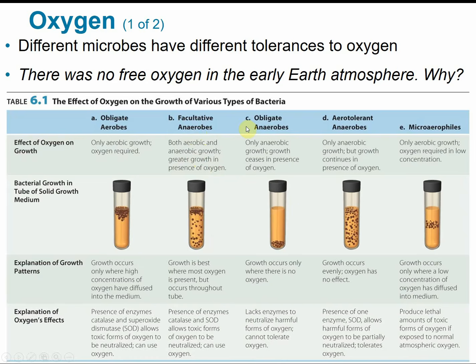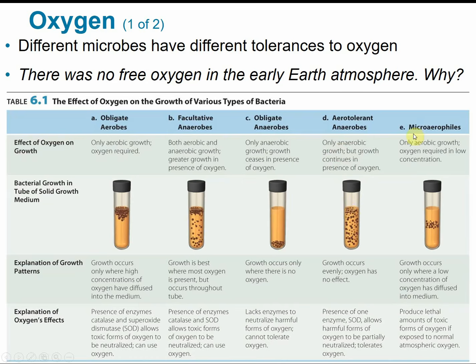Obligate anaerobes can only grow without oxygen. So oxygen is actually kind of a toxic gas to these obligate anaerobes. So you'll see these grow at the very bottom of the tube, farthest away from that oxygen layer. Aerotolerant anaerobes are similar to facultative, but they don't really have a preference. The facultative prefer to have oxygen, but they can deal without it. Aerotolerant can only have anaerobic growth, but they can tolerate oxygen, so they'll still grow in the presence of oxygen.